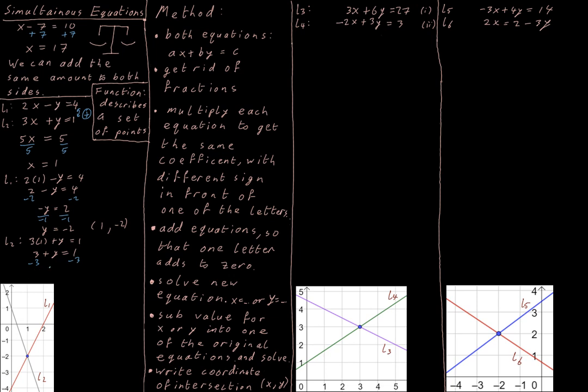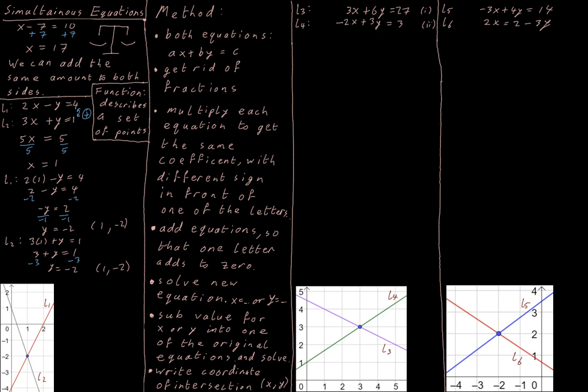Subtract 3 from both sides, and I get y is equal to minus 2. So I get 1, minus 2 again. So what's happening here? Well, it helps to think again about what these equations mean. They're a relationship between x and y. They describe a set of points that all sit on a straight line. And we have those lines drawn in here. L1 is the red line going up here, and L2 is the grey line going down that way.